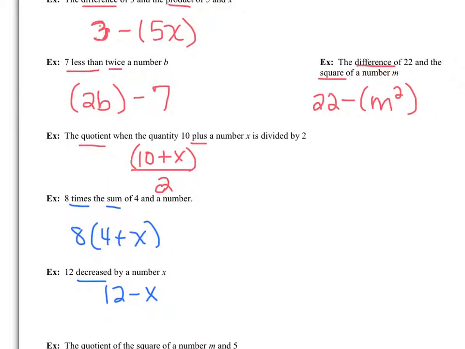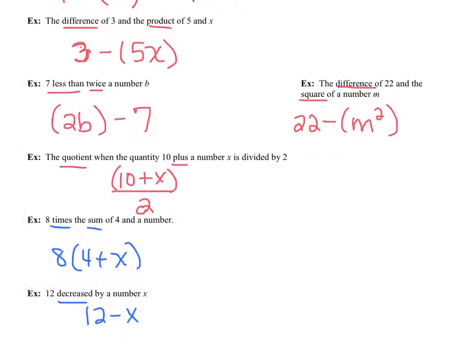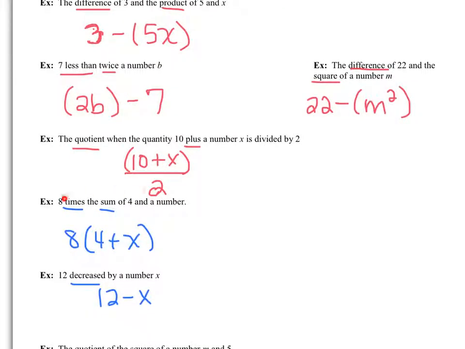Quotient, we're going to start to show division by using a fraction bar. Here's an example of one that, if you didn't have the parentheses, it actually would change the problem. So times is your first keyword, and the multiplication's happening right there. Sum of 4 and a number. I just made up x for my number.